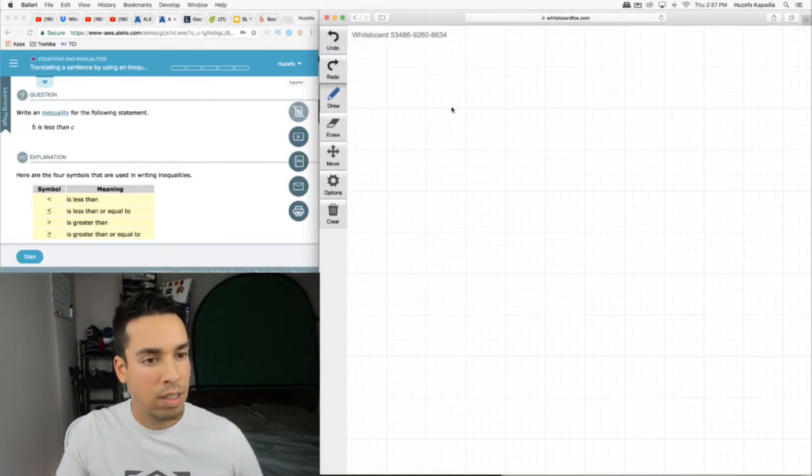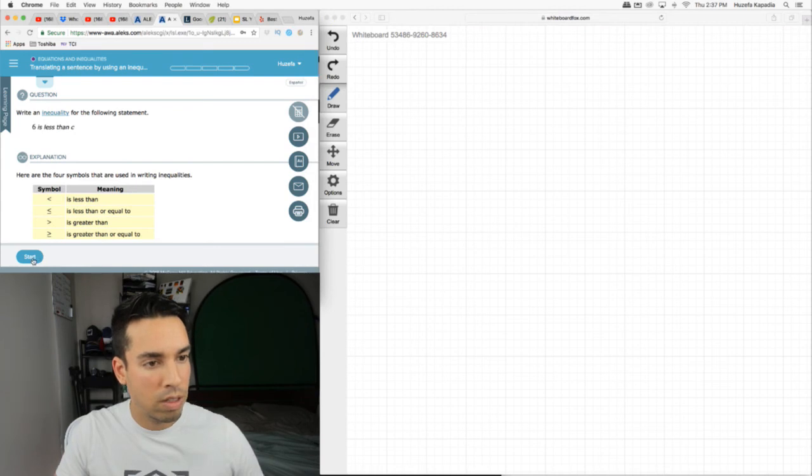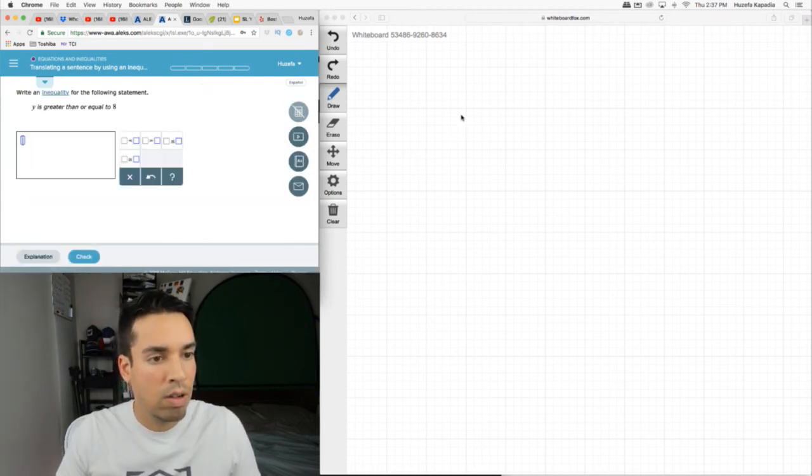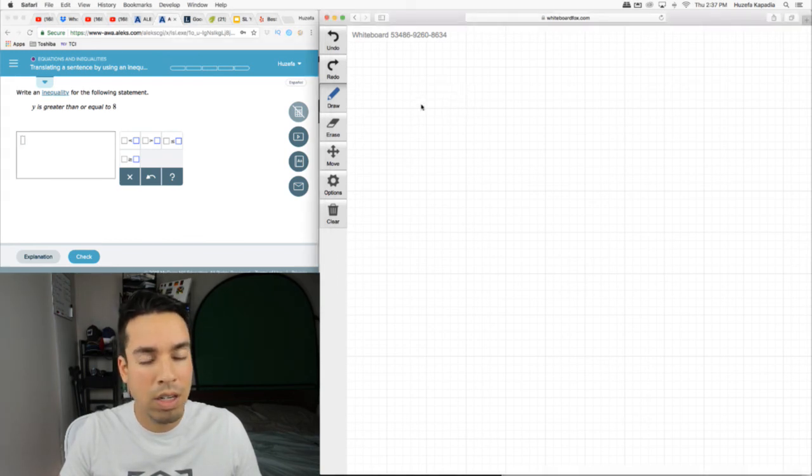Next question, translating a sentence by using an inequality. Okay, so this is how I'm going to step through this. Y is greater than or equal to 8. So first of all, let's put down the Y. And it's got some relationship to 8 in that it is greater than or equal to.